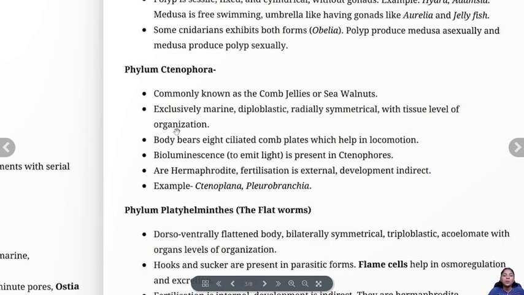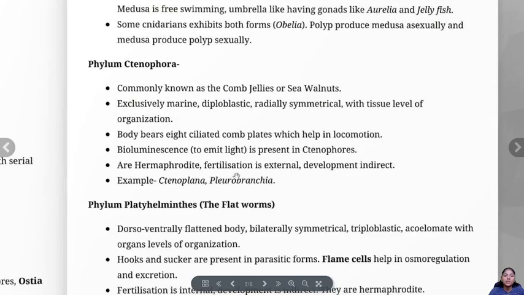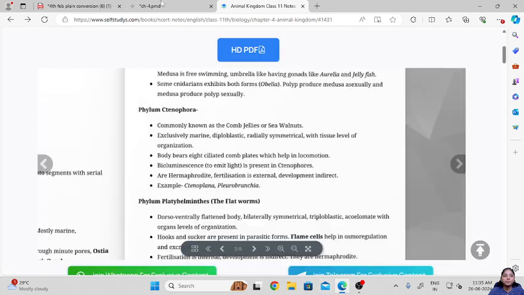Bioluminescence, that is to emit light, is present in the ctenophores. Now these are also hermaphrodite, that means both male and female gametes are formed on the same organism. Then fertilization is external and the development is indirect. Examples are Ctenoplana and Pleurobrachia.